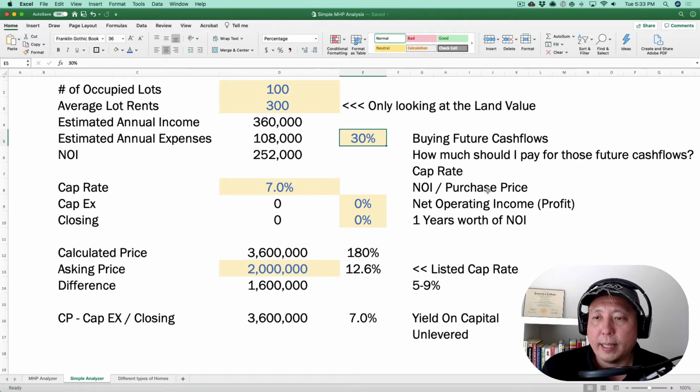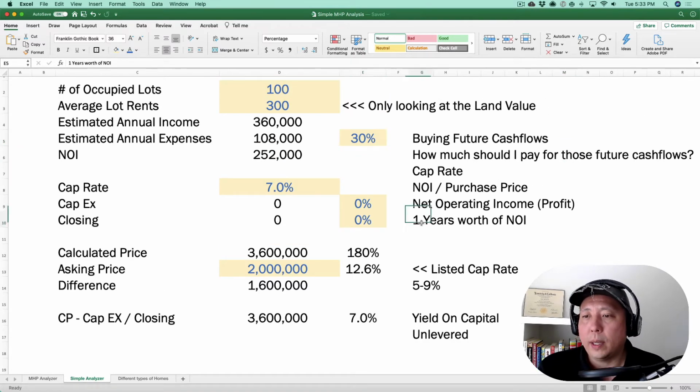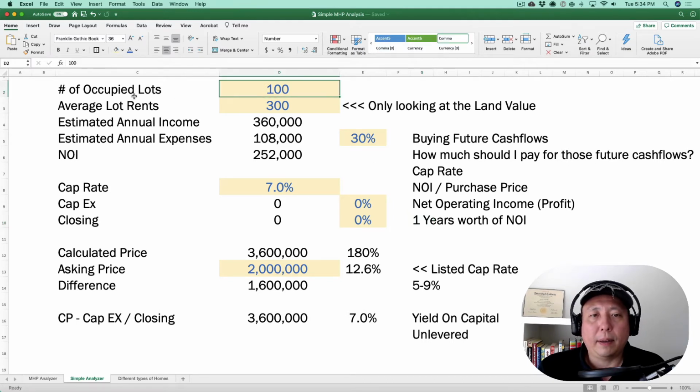Just to recap, we calculate a year's worth of NOI, and we're dividing that by the purchase price to find out what the cap rate is. So let's take a look at this example. We have 100 occupied lots. We're only focused on the occupied lots because, again, we're trying to measure future cash flows. If a lot is not occupied, it's not generating future cash flows for us, so we're not thinking about it in this initial analysis.